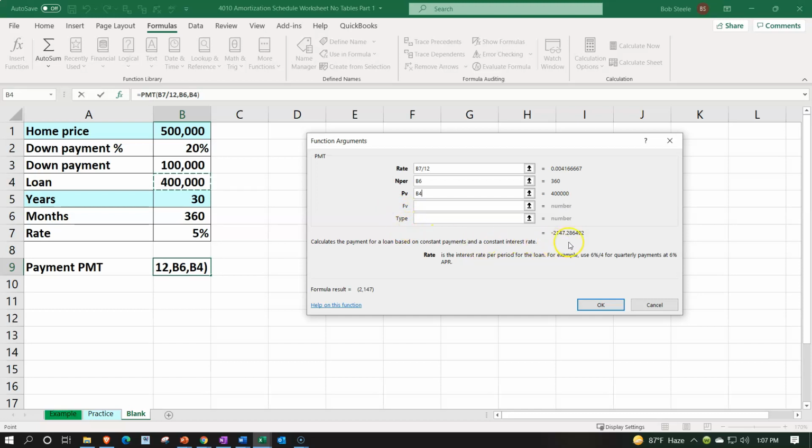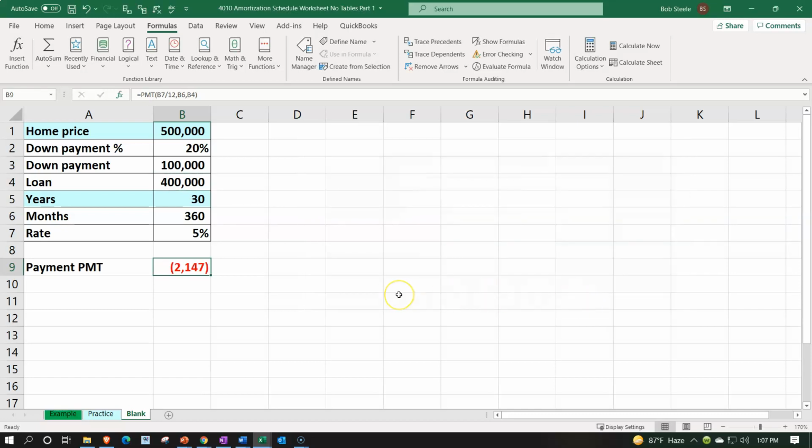You can see that it gives you an amount down below. That amount is negative because that's typically how it's going to be. You could change that by putting a negative before the PV, but let's take a look at that first. We're going to say OK, and there we have it.